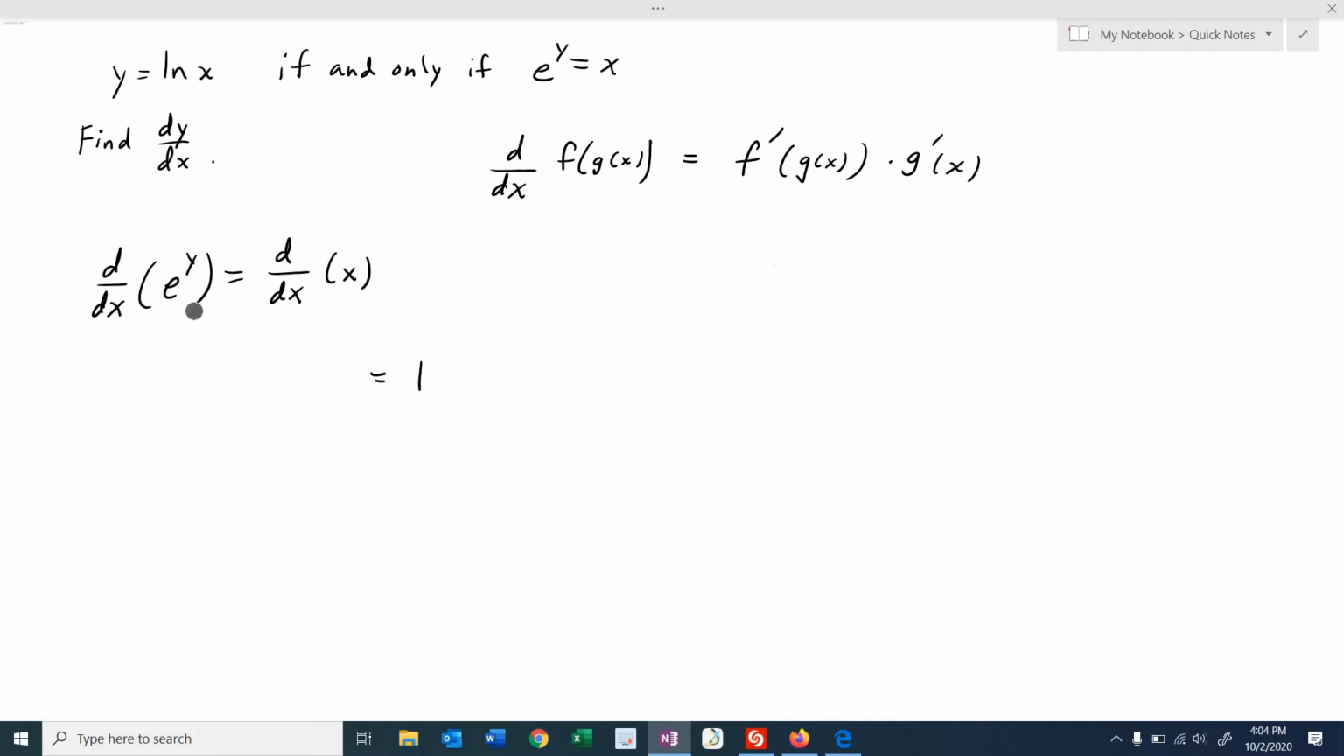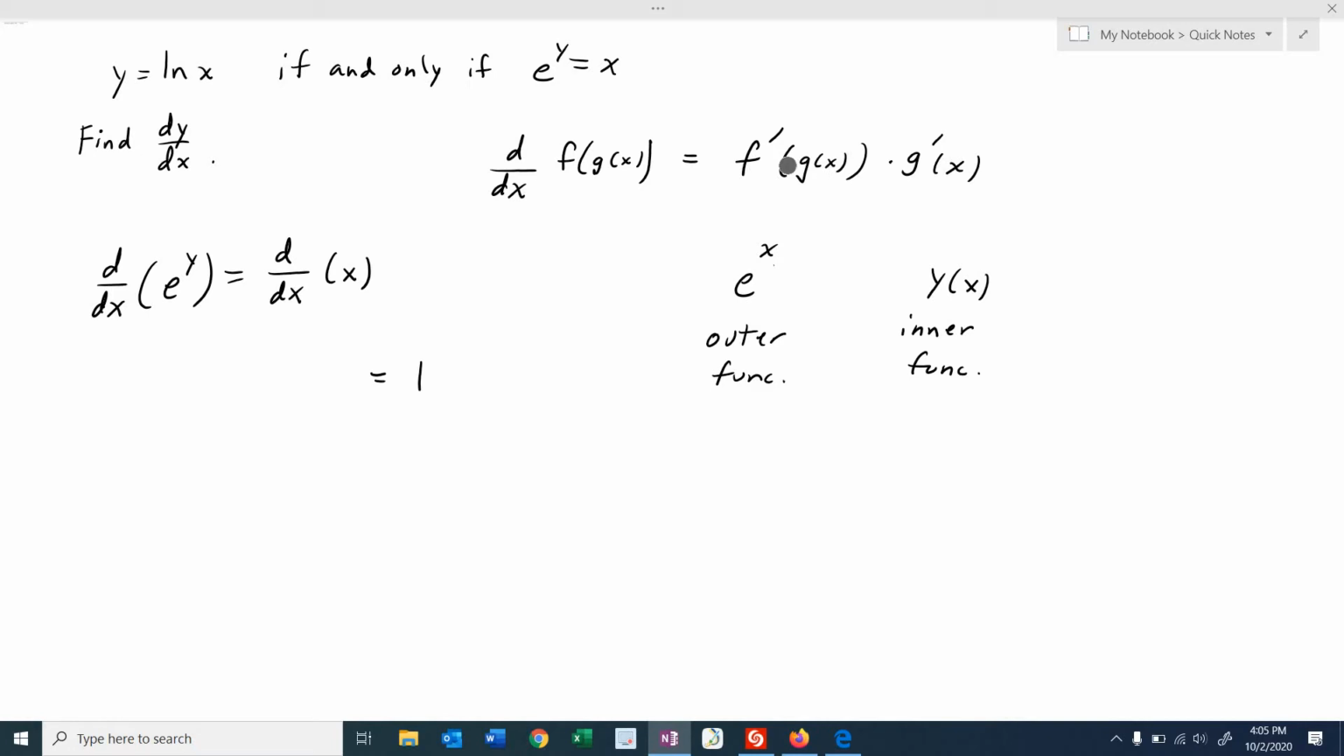On the left-hand side, though, we're going to have to use the chain rule because this is a composition of two functions. You have e raised to the x power as your outer function, and then y is your inner function. We're assuming y is a function of x here. If you form a composition with these two functions, you're going to get e to the y. And anytime you take the derivative of a composition of functions, you have to use the chain rule.